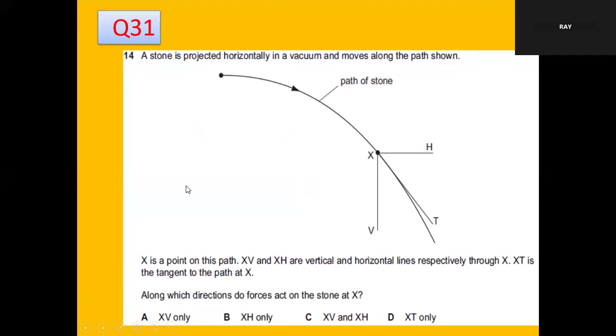How about this one? A stone is projected horizontally in vacuum and moves along the path shown. X is a point on this path. XV and XH are vertical and horizontal lines respectively through X. XT is a tangent to the path at X. Along which direction do forces act on the stone at X?